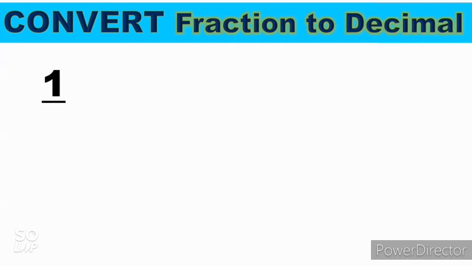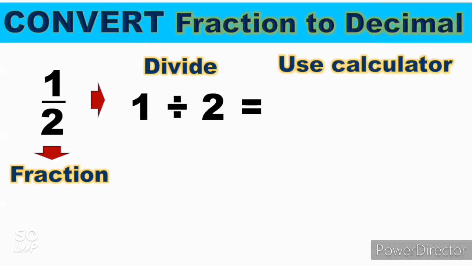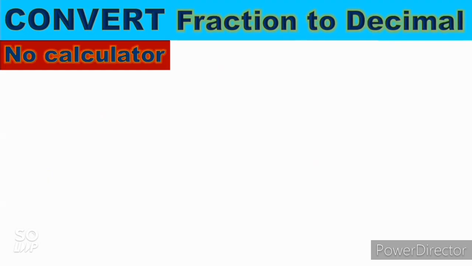We have an example number 1. We have 1/2. 1/2 is a fraction. Okay, the first step is to divide 1 divided by 2. So 1 divided by 2 using the calculator, it is equal to 0.5. 0.5 now is what we call the decimal. And now we're going to convert fraction to decimal without calculator.